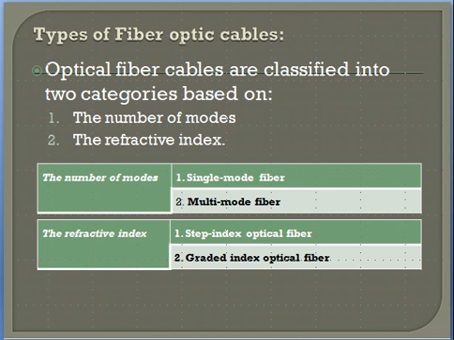Now let us discuss the different types of fiber optical cables. Normally the fiber optical cables are classified into two categories based on the number of modes and the refractive index. Based on the number of modes, it is classified into single mode fiber and multi-mode fiber. And based on the refractive index, it is classified into step index optical fiber and graded index optical fiber.